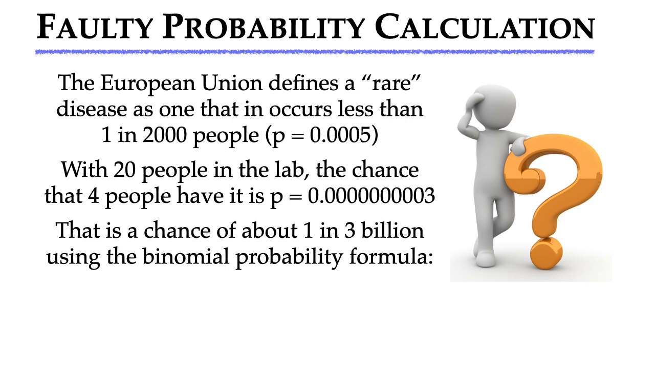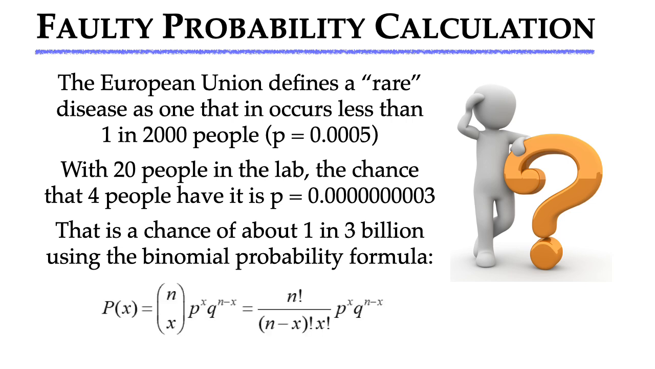That's a chance of about 1 in 3 billion, using the binomial probability formula, which I'm sure you remember from your statistics class. So even if you calculate using 50 people in the lab, it's still unbelievably unlikely that 4 people would have the same rare disease. It would be about 1 in 70 million. That's still a pretty low likelihood.